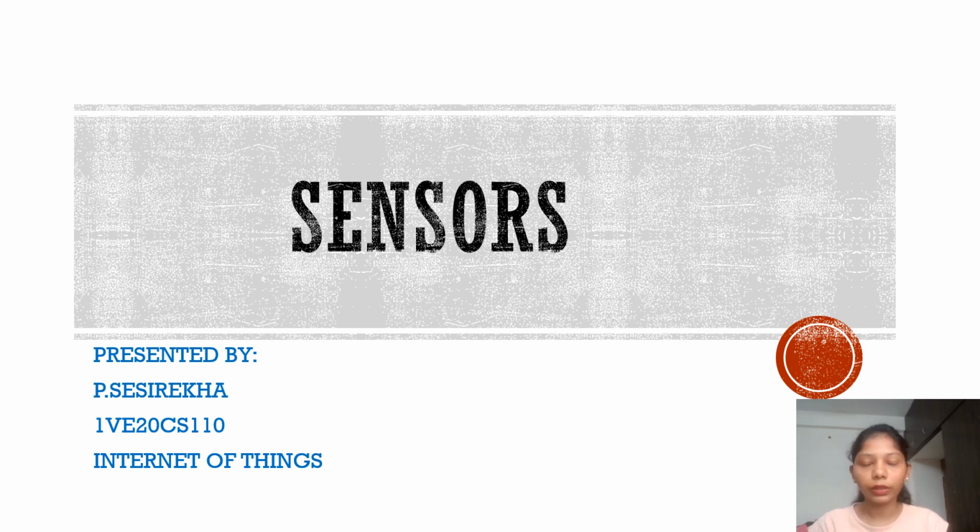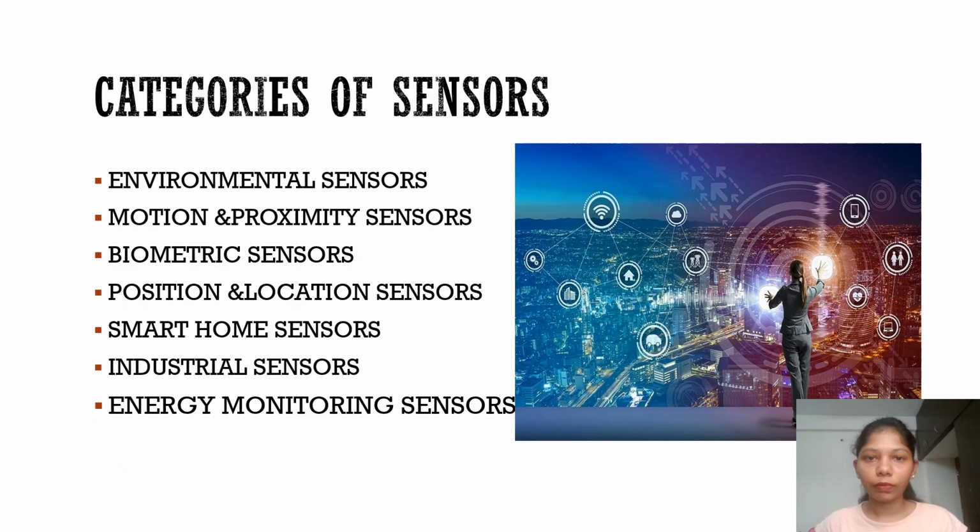Today we are going to discuss sensors in IoT, what the different types of sensors in IoT are, and how they help. Sensors are used to collect data from various sources and send it to cloud-based platforms for analysis. We have different categories of sensors like environment, motion, biometric, position, smart home sensors, industrial sensors, and energy monitoring sensors. We'll discuss them one by one.